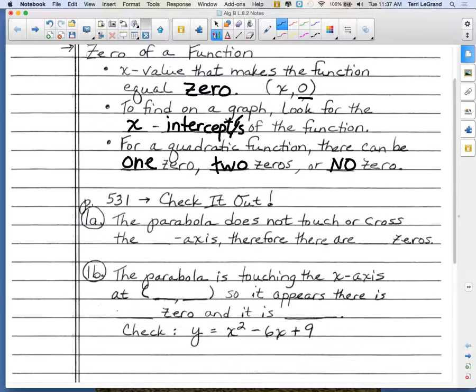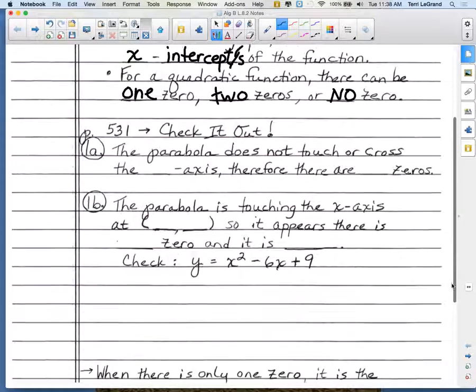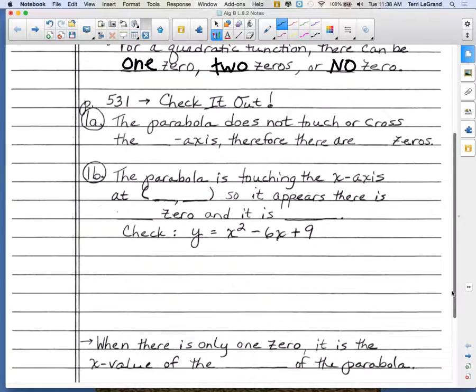Well, if it has no zeros, can we check it? You don't have an x value to put in for the function to be able to check it. Okay, so we are going to do the check it out problem at the bottom of the page, 1a. The directions say find the zeros of each quadratic function from its graph, check your answer. So, looking at that graph, do you think there are any zeros? No. No zeros? Why not? Because it's not crossing the x-axis. It does not touch or cross the x-axis, therefore, there are no zeros.